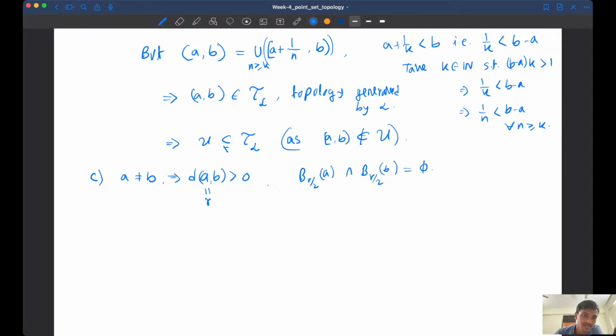Yeah, they can always be separated. If I take A and B, I can just take A comma something like (B minus A) by 2. In that case I'm assuming B is greater than A, not equal, since either of them can happen. So then this thing will not intersect (B minus A) by 2 comma B, right? Oh okay, so I need B to lie here.